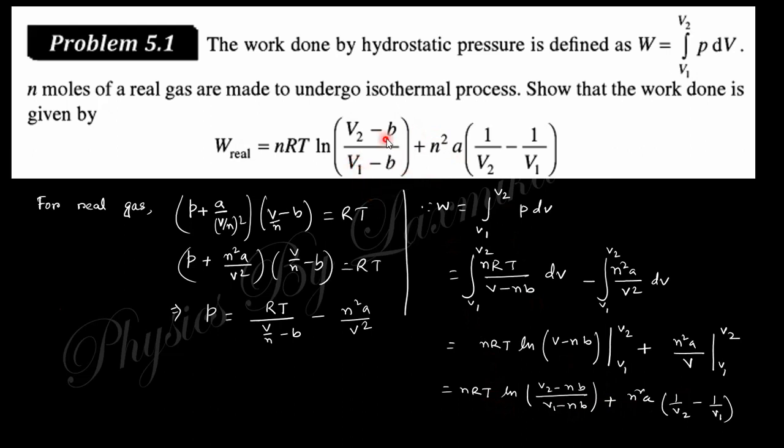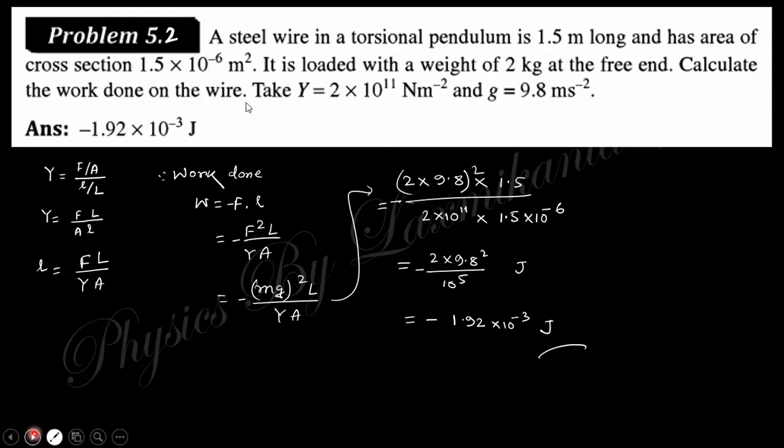There is a mistake, there is a missing n. So I think this is right. If there is any error, you must comment in the comment box. Go to the next one.